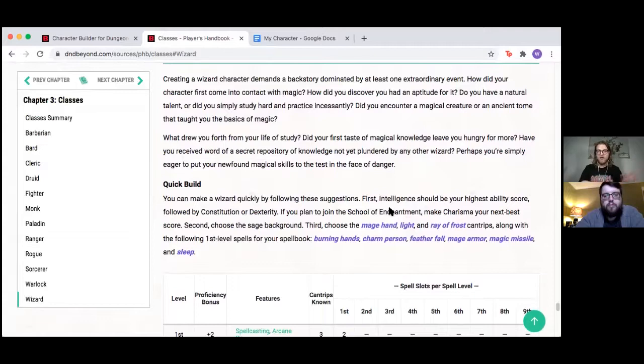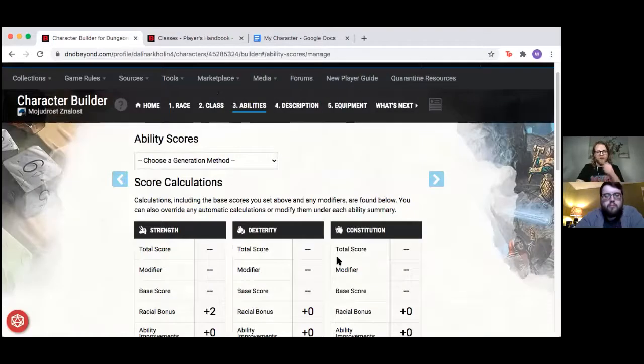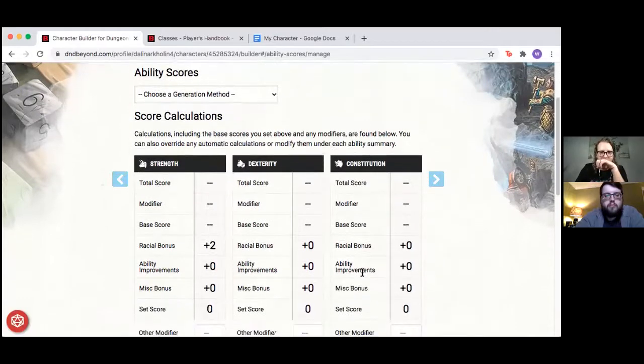I think earlier when I said I was going to add the +2 strength, I was going to use Tasha's rules and allow me to add it to a different ability. I think I said wisdom. I meant intelligence. That's what I should have said, because that's the most important thing for wizards. So I'm going to be adding that +2 racial bonus to my intelligence. And then your next highest should be Constitution or Dexterity, it says. So when I'm back to my character builder here, that's what I need to think about.